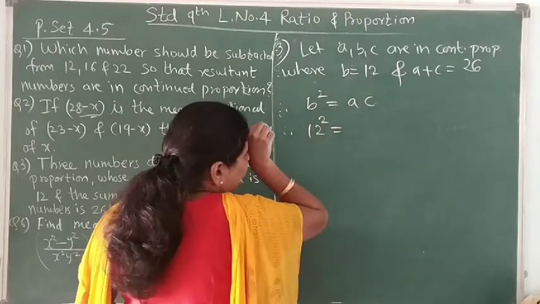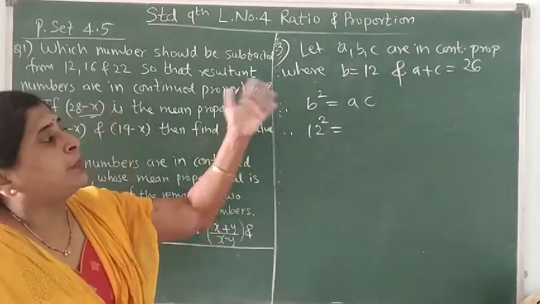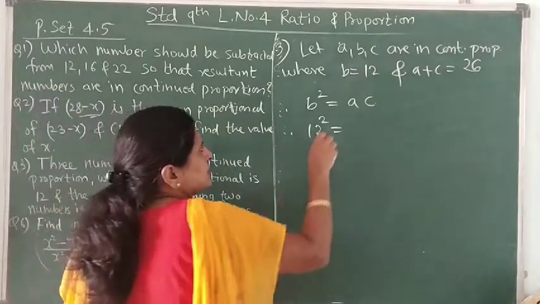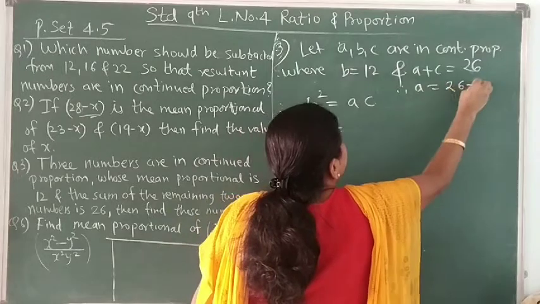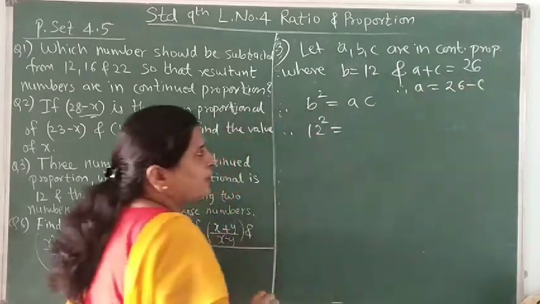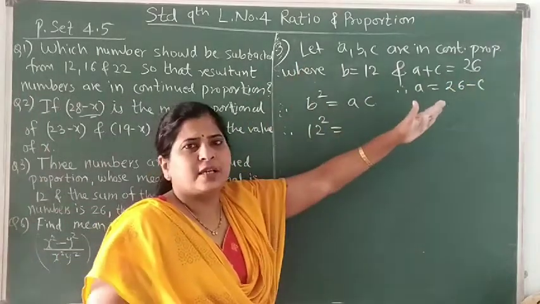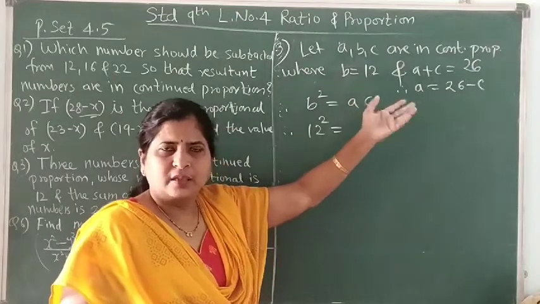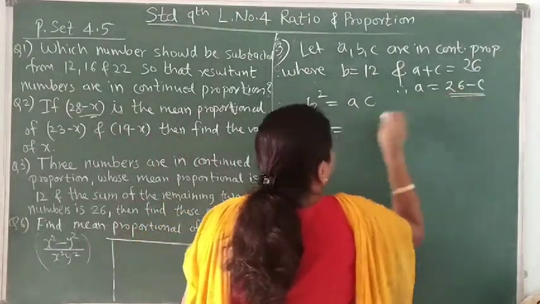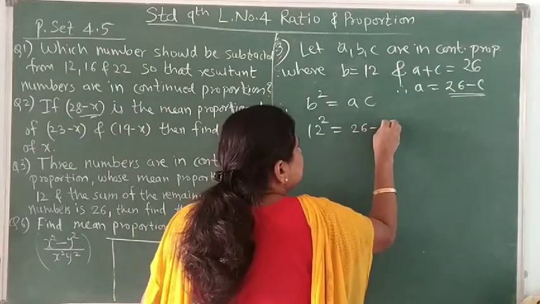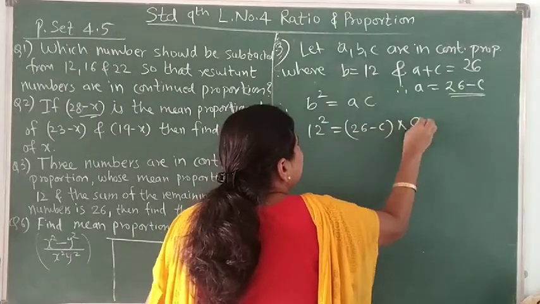What is A? We do not know A, but we know A plus C. So here we can say, therefore, A can be taken as 26 minus C. So let us shift C to that side, or A to that side, and we can get the value of the other. So let's put this value of A, 26 minus C, into AC.